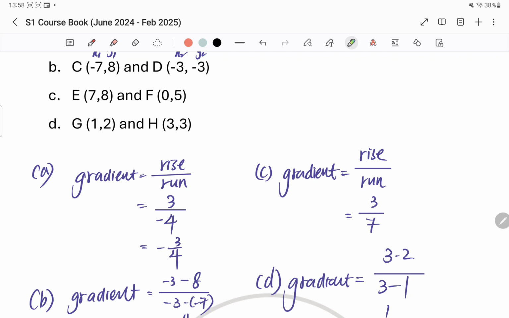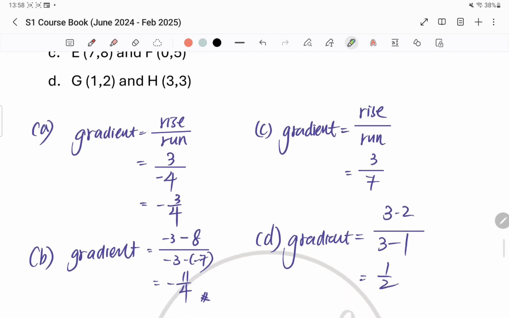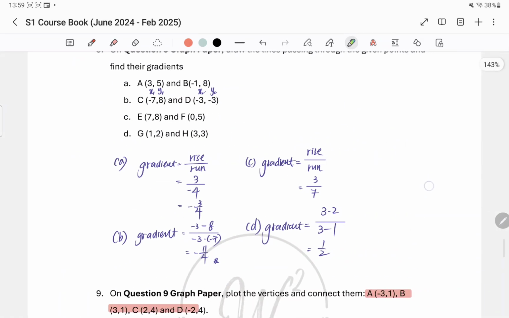Okay. So when you see negative, don't be scared, just do it. See whether you can change it and convert it into positive. Okay, next one also the same. We have 3 minus 2, which will be your rise. Y2 minus y1, x2 minus x1, which is 3 minus 1. So you will have 1 over 2. Okay, so you can check your answers over here.